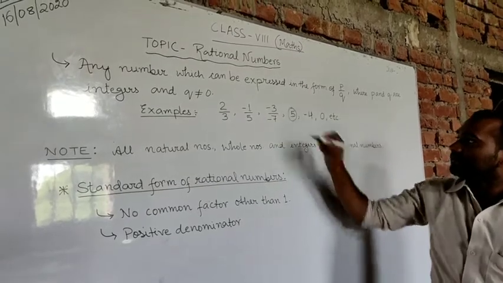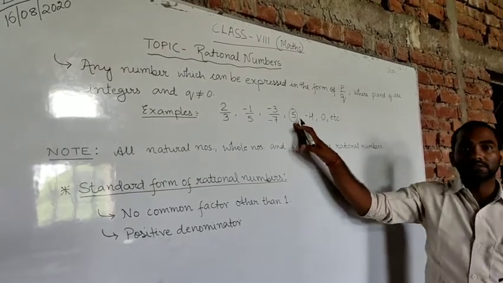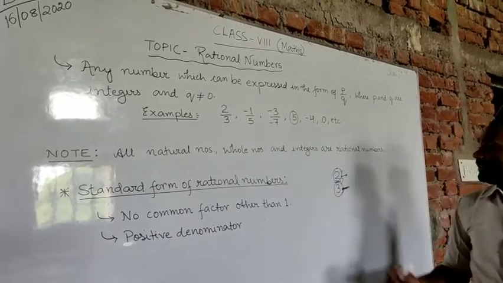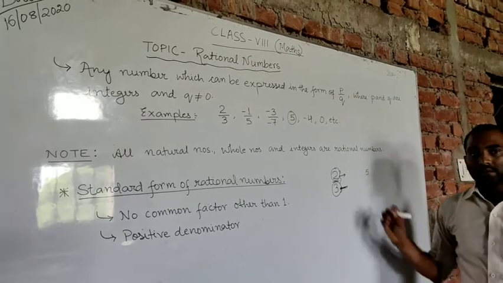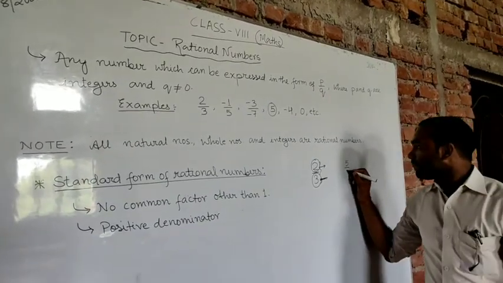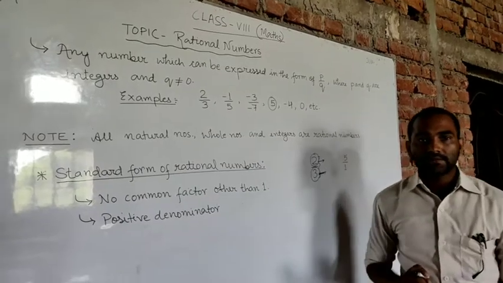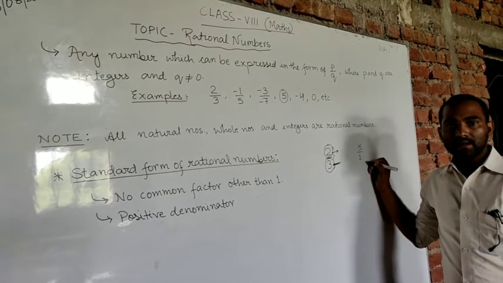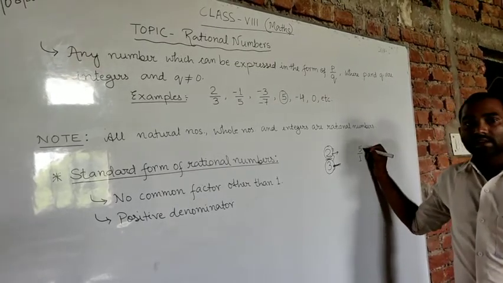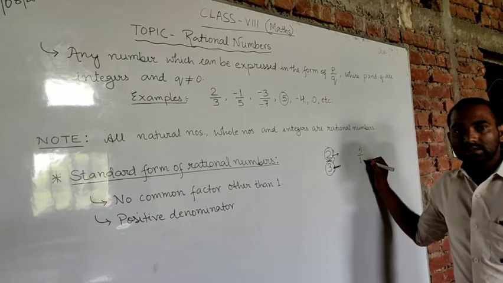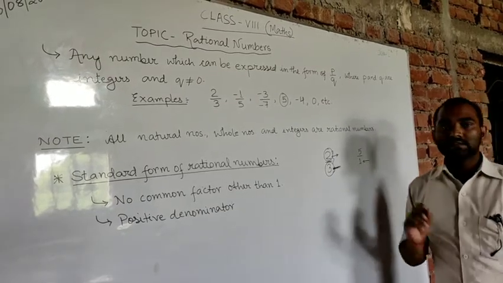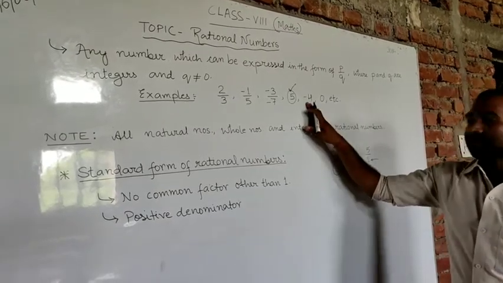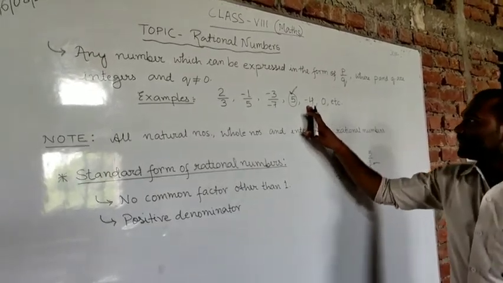Now what about 5? Here we can see that there is a single number. There is no denominator, only a numerator. So if we see this clearly, we can write 5 as 5 upon 1. Yes or no? When we write 5 upon 1, it is in the form of p by q. 5 is an integer, 1 is also an integer. In the denominator, 1 is a non-zero integer. So this is also a rational number. In the same way, minus 4 is also a rational number.